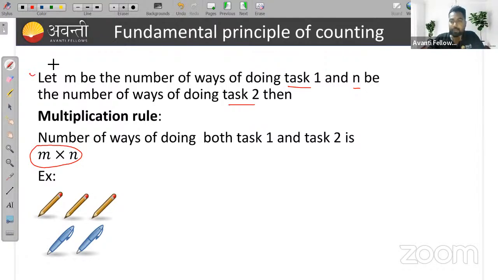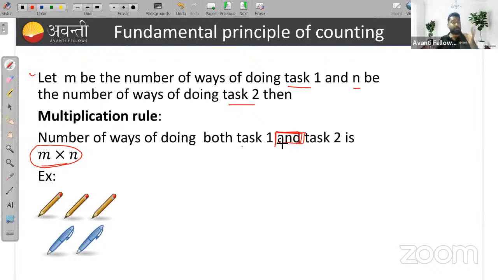What is important here is that both tasks are done, so both task 1 and task 2 can be done in m into n ways. Is that clear? Both the tasks. That means we are using 'and'. So in the case of multiplication, we use 'and'.